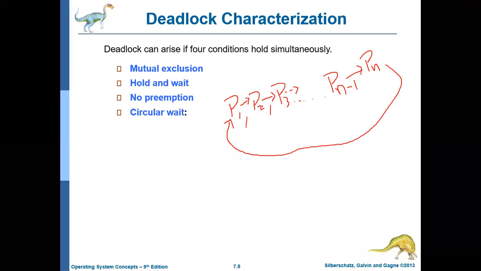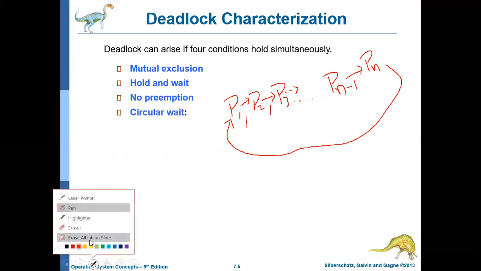P2 is holding a resource and it is waiting for a resource which is currently held by P3. P3 is holding a resource and it is waiting for a resource which is currently held by P4. This continues. Pn minus 2 is holding a resource and it is waiting for a resource which is held by Pn minus 1. And Pn minus 1 is holding a resource and it is waiting for a resource which is held by Pn. And Pn is holding a resource and it is waiting for a resource which is held by P1. So this feature is called a circular wait.